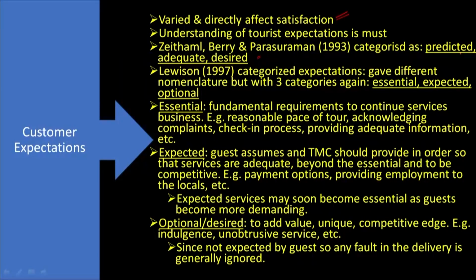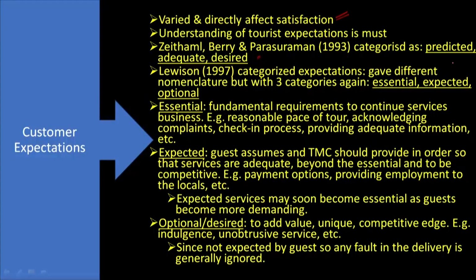So, if you look at it, predicted and essential, I am doing a comparison between these two classifications. Okay. So, as per Lewinson, something which is essential is only that thing which a tourist can expect. So, what is essential in case of Lewinson will become predicted in case of the Zeithaml, Berry and Parasuraman scale. What is essential as per Lewinson is something which is core, and since it is core, this is something which can be predicted as per Berry and Parasuraman. Okay. So, what is essential here becomes predicted there.